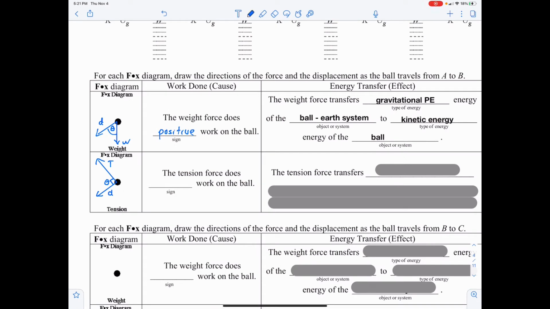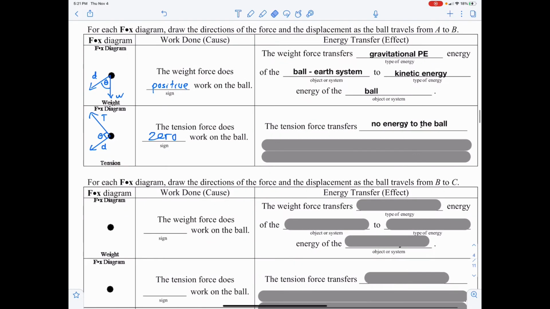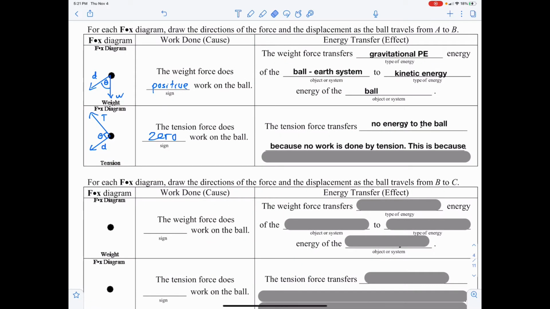The tension force does 0 work. Tension force transfers no energy to the ball. This is because there is no work done by tension. And tension and displacement are perpendicular to each other.